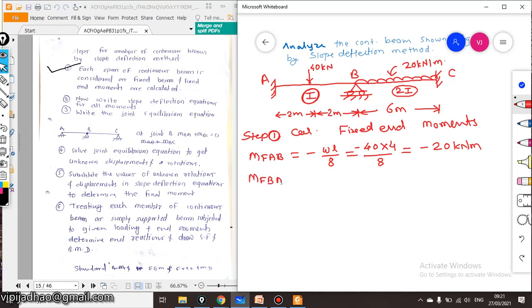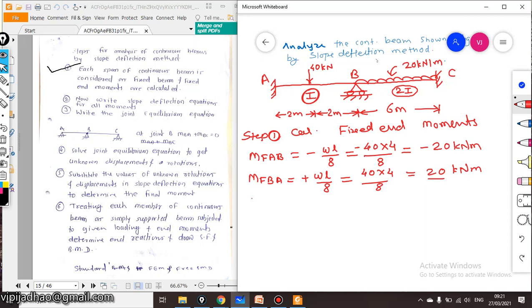Okay, for BA, this will be positive WL upon 8. These are the standard formulas. Just keep the values 40 into 4 divided by 8. So we will get this as a plus 20 kilonewton meter. You can directly write down also 20 kilonewton meter.